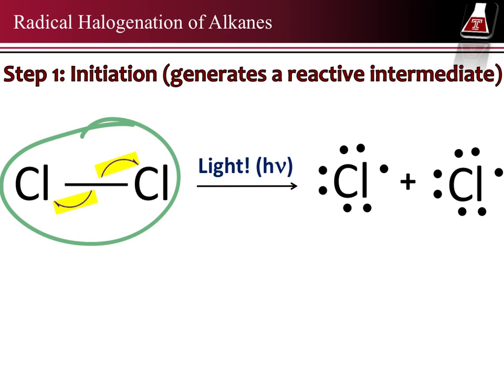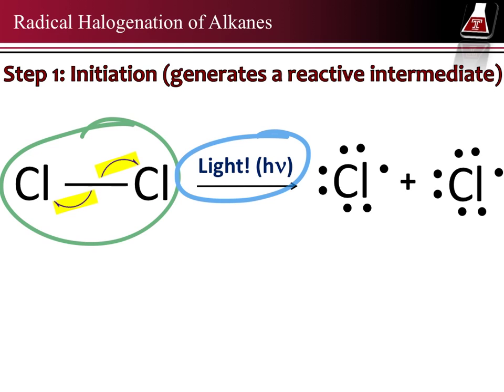This takes energy. In this case, the energy is in the form of light. Heat doesn't do this very well. Light is much more effective. It's actually blue light, which I've color-coded here. So blue light can homolytically cleave molecular chlorine into two chlorine radicals.